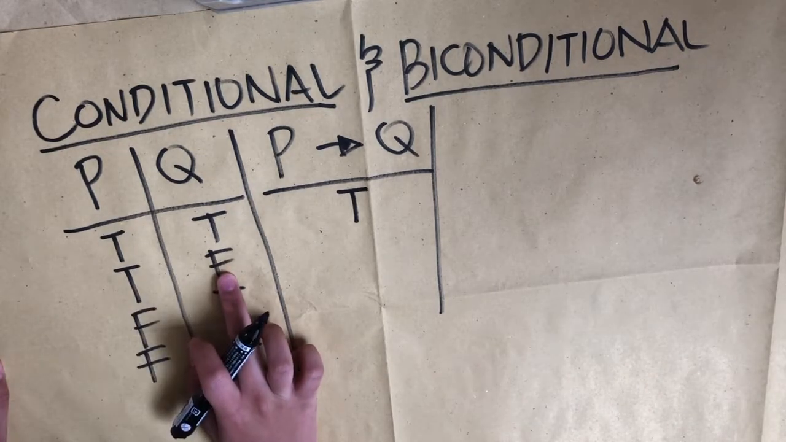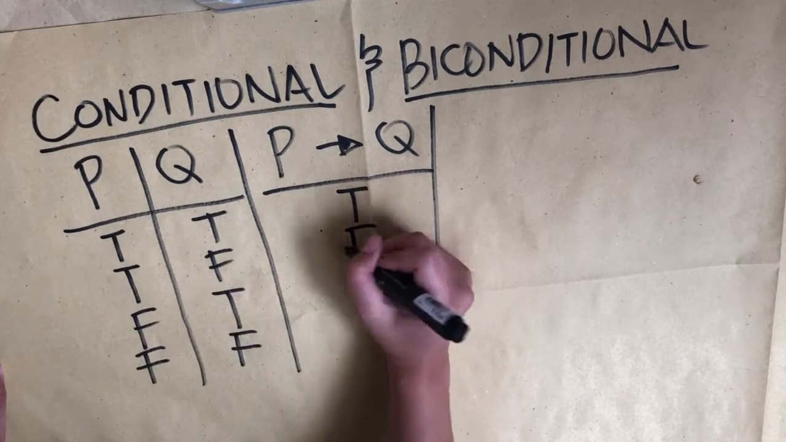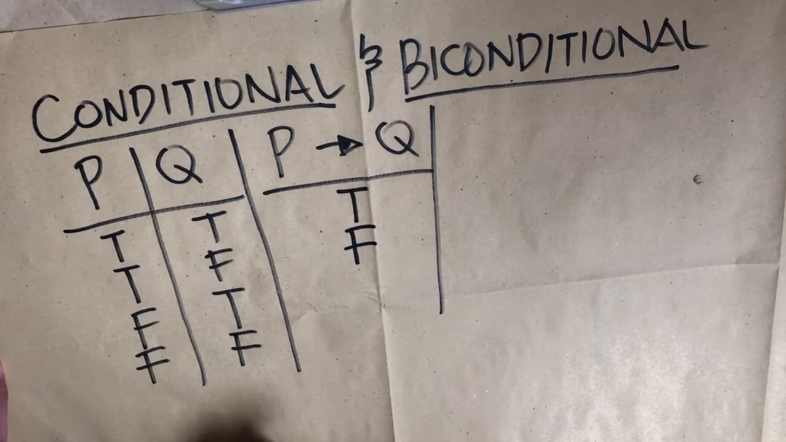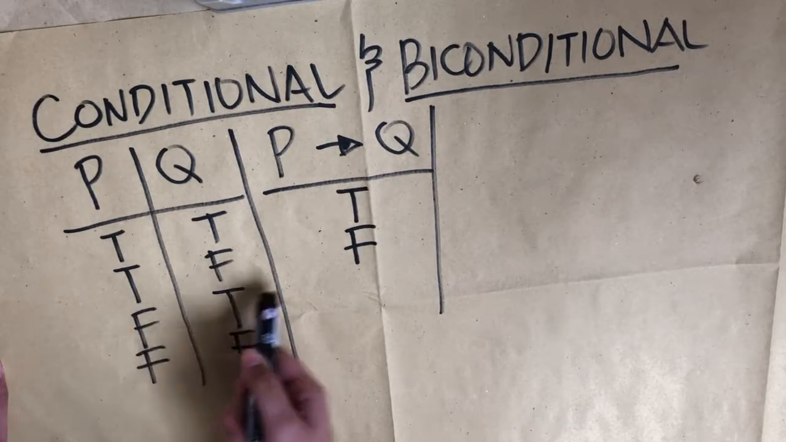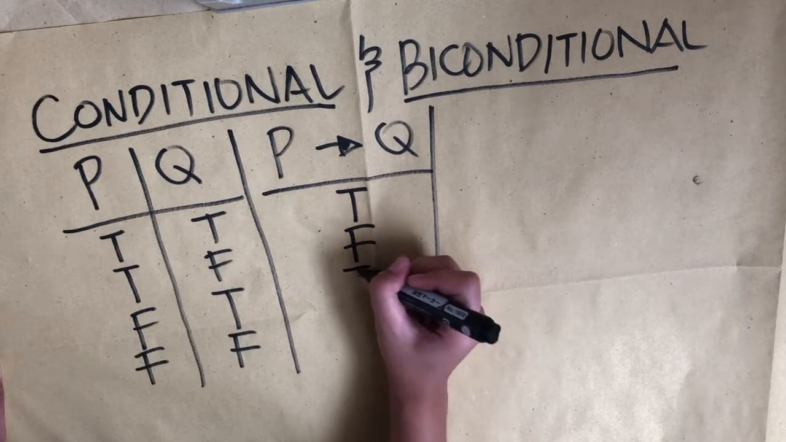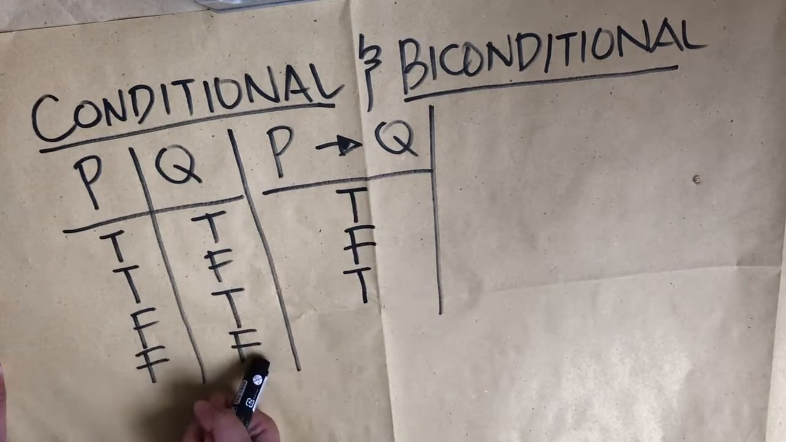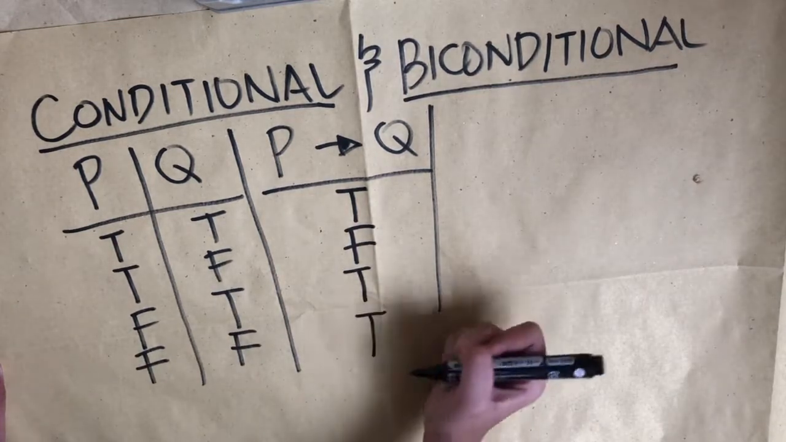We have our P statement is true and our Q is false. Then it is false, following the rule. Our P statement is false, but our Q statement is true. It is true. Both of our statements are false, therefore it is true.